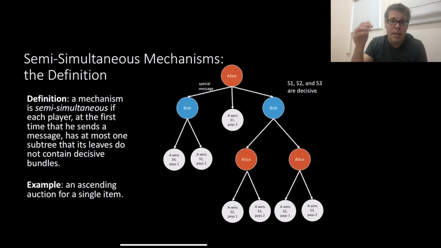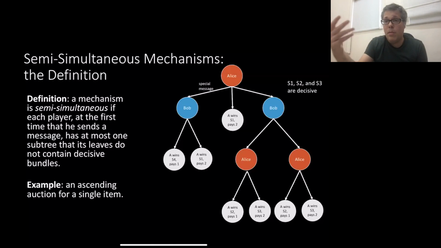So why is it an example for a semi-simultaneous mechanism? Because we can think about being in the auction as the special message. If you quit, then you're decisive on the bundle that you get, the empty bundle at price 0. Okay, so that's an example for a semi-simultaneous mechanism. So what we prove is that all mechanisms for general valuations have this special format.